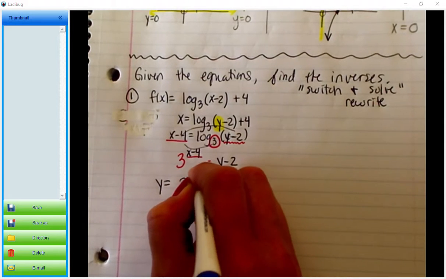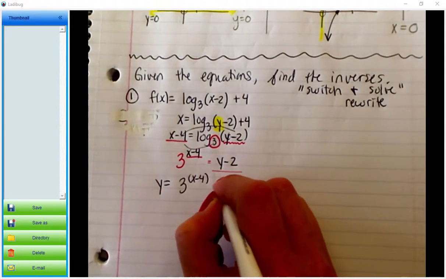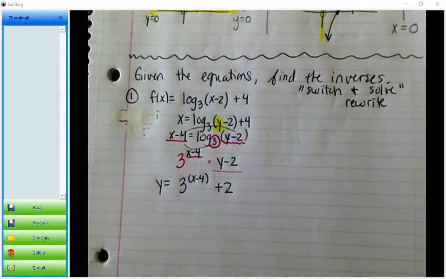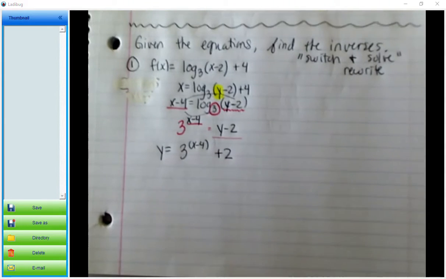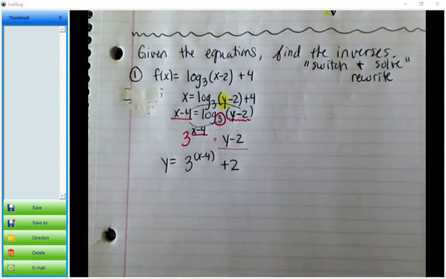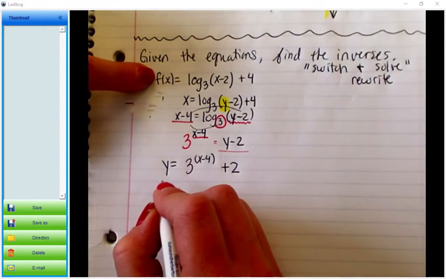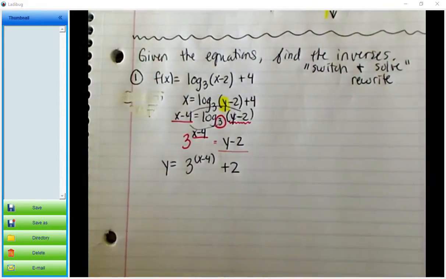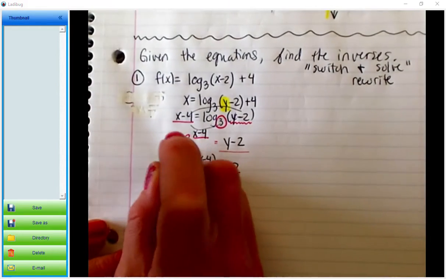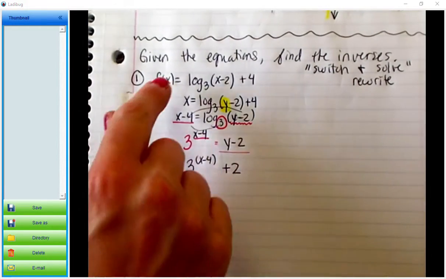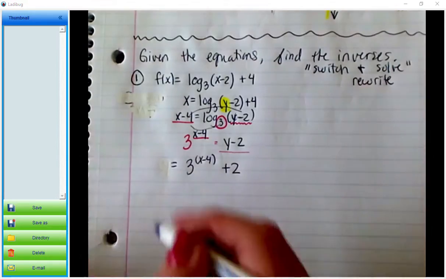Now I'm going to add some grouping symbols for my exponent. And notice that I'm trying really hard to get that exponent grouped and then plus 2 so I don't accidentally add the negative 4 and the 2. That's it. Now if I remember my notation, I should really say f inverse. Right, if we're going to start with f, then you should end with f.